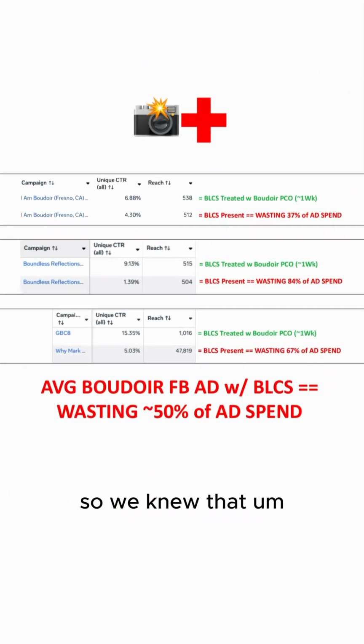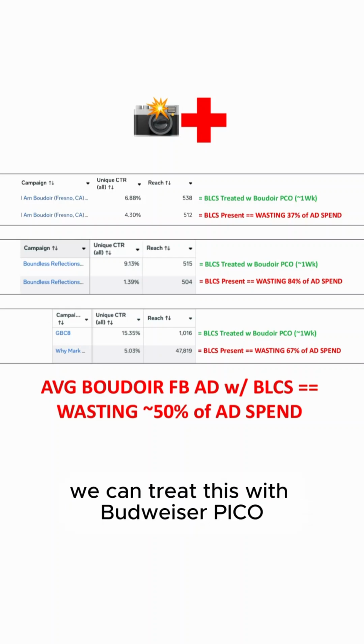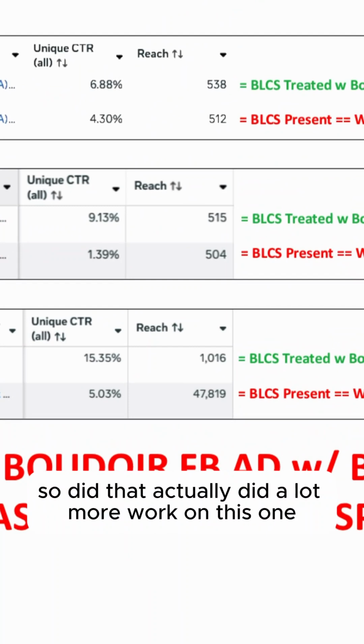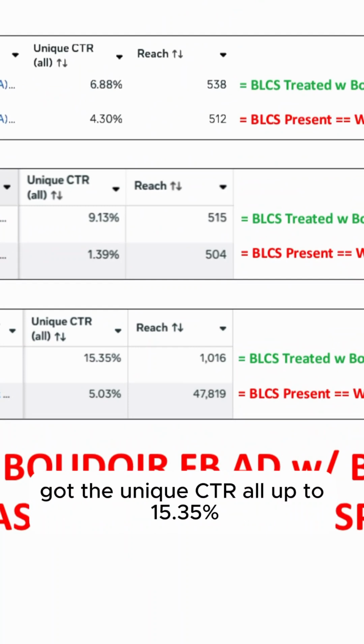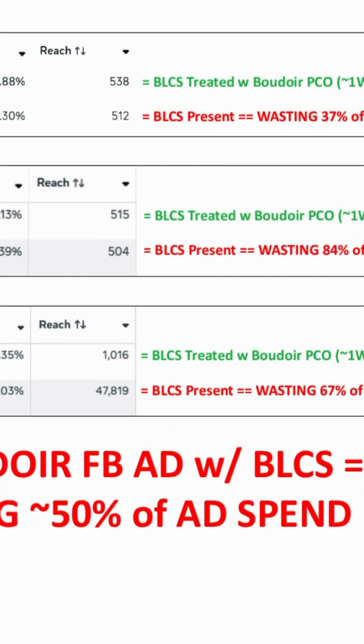So we knew we got some work to do. We can treat this with Boudoir Pico. So did that. Actually did a lot more work on this one. Got the unique CTR all up to 15.35%.